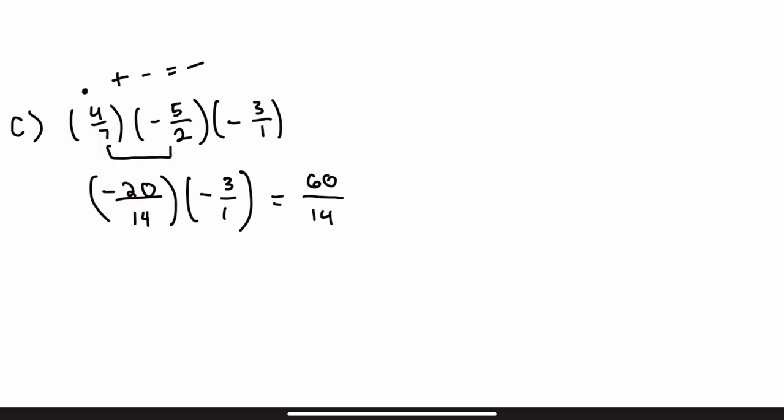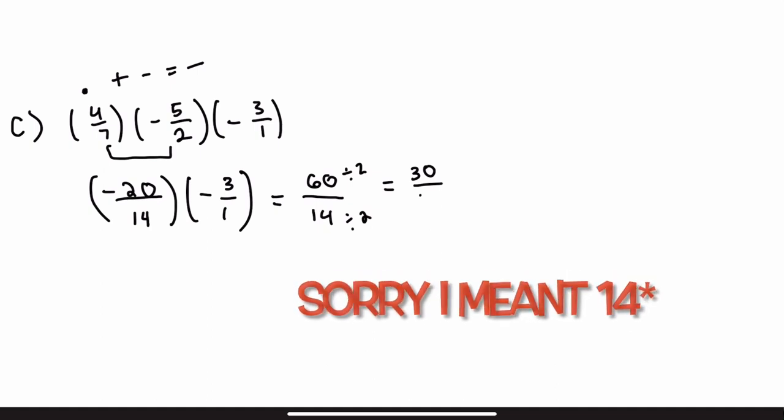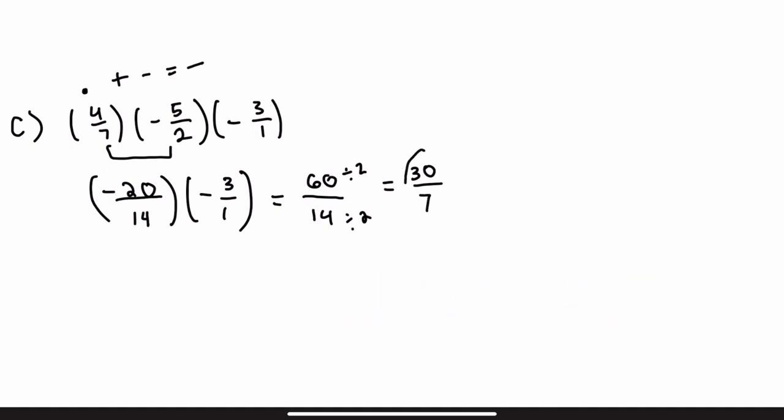And I feel like we can also reduce this even more. So we're going to be dividing this by 2. So 60 divided by 2 is 30, and 14 divided by 2 is just 7. So our final answer is going to be 30 over 7.